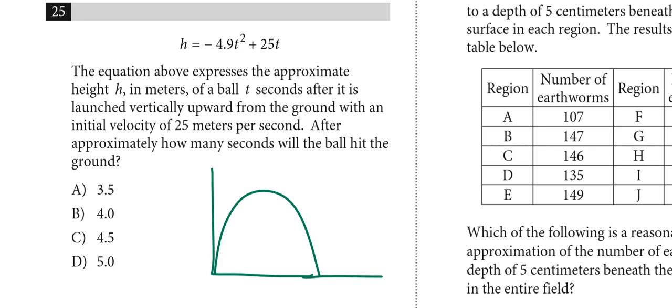Do we need the quadratic formula? I mean, we're putting a 0 over here. Could we hit it with the quadratic formula? Yes, we could. However, there is another way. We could pull a t out of this, giving ourselves t times (-4.9t + 25).